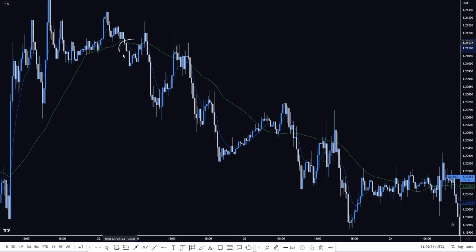So again, you were able to predict moves from this area all the way down to this area, just by using the simple concept of the 9 EMA crossing over the 50 EMA. In this area in here, yes, we do get a brief area where the EMA crosses back over, so it is giving us potential bullish intent, which is absolutely fine.